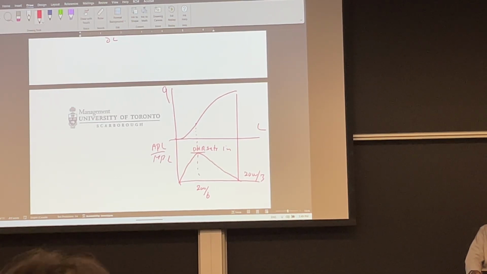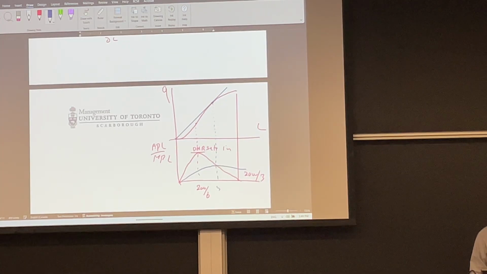Right? The last point was where APL is maximized. The APL is maximized at the tangency. So that is where APL is maximized. Let's use a different color. That is where APL is maximized. Yeah, there. The APL goes up, is maximized, and comes down. That is 500.